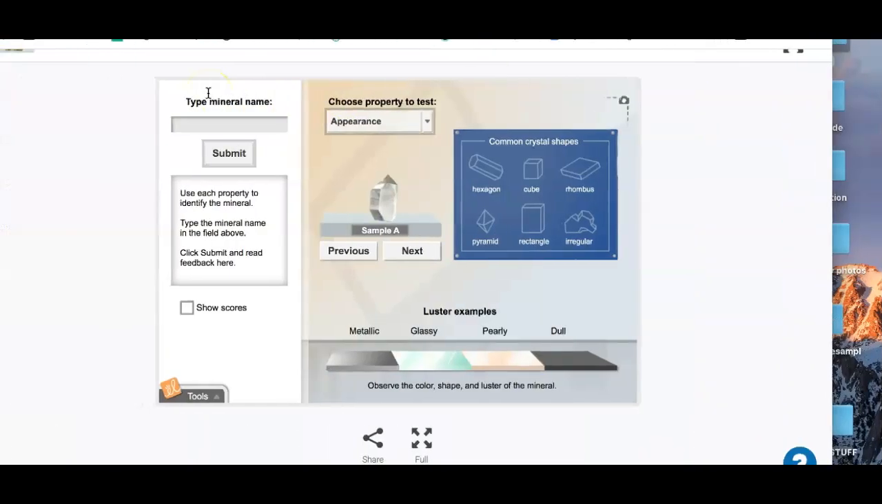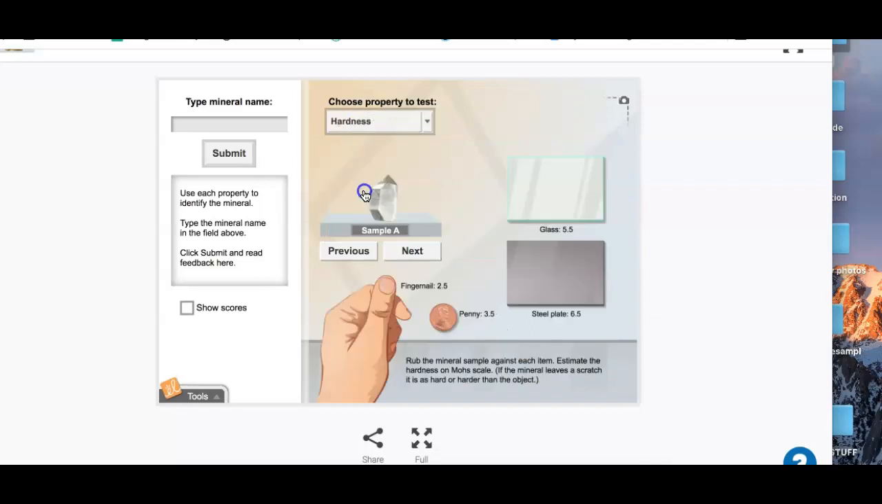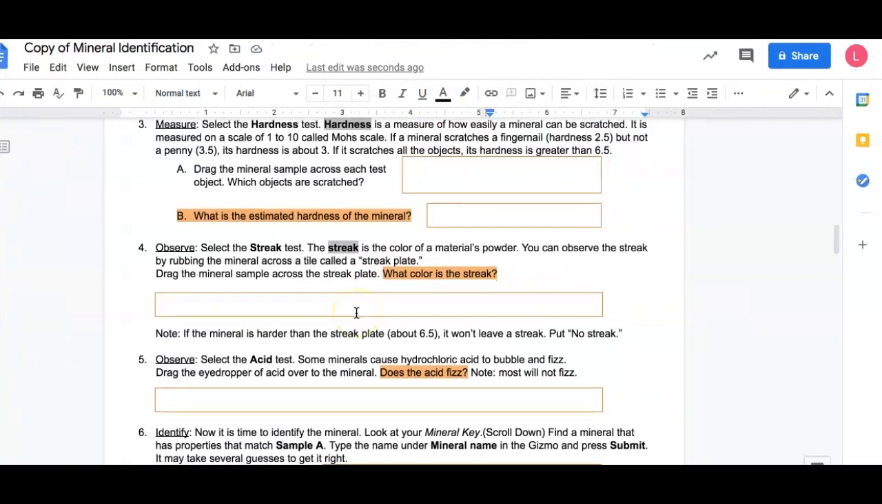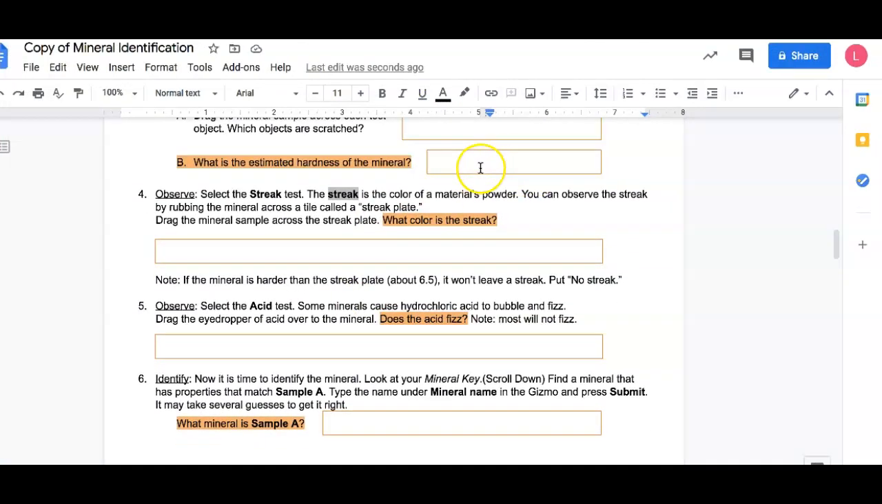So I'm going to go back to my Gizmos, change from appearance to hardness. And then I can test, does it scratch a fingernail? And I don't see any white marks. You'll know because look at this, there are little white scratches going on. Based on what it can scratch, that's how hard it is. So then you can just do your best estimate right here.